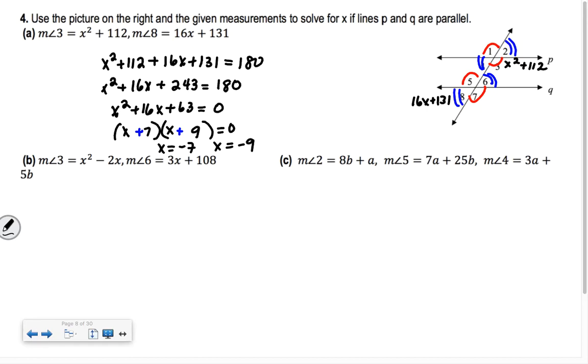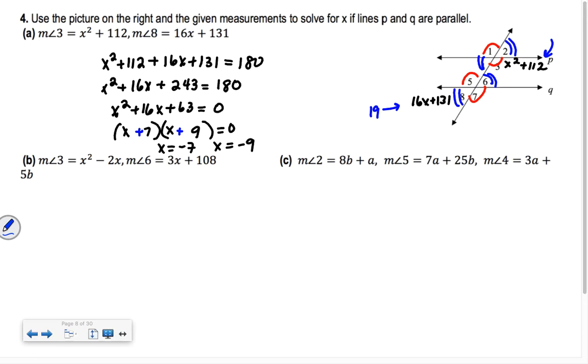So let's plug into the 16x plus 131. I'm going to have 16 times negative 7 and then add it to 131. So that would be okay. This would create 19 right here. And you can check the negative 7 in the other one. So if I try negative 7 over here, you know what, I'm thinking this isn't going to work actually. Negative 7, if I square it, I get 49 plus 112. It's not going to work.